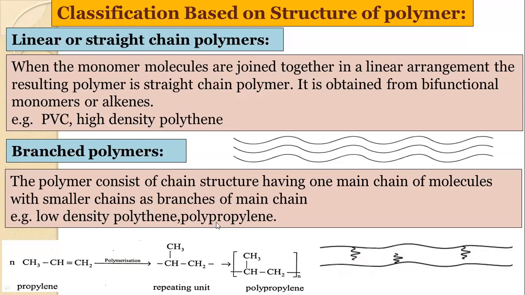Another example is polypropylene. See, in this example I have given propylene. Propylene and propene are the same. This is propene, n molecules of propene undergo polymerization. This is the repeating unit, the monomer, and this is polypropylene. See, the branching is there. CH3 groups are the branches, and this is CH2. This monomer can be repeated, and we get polypropylene, which is a branched polymer.